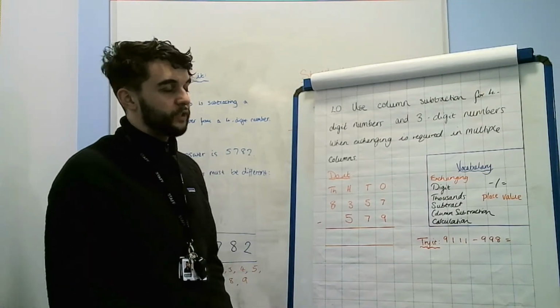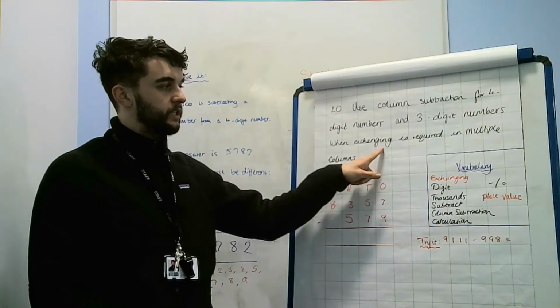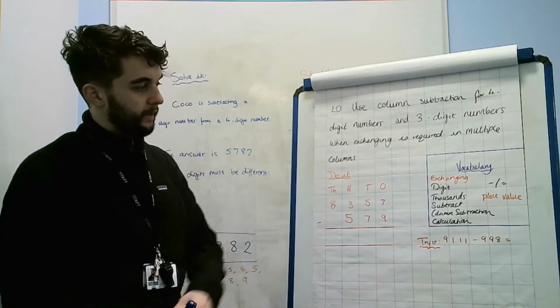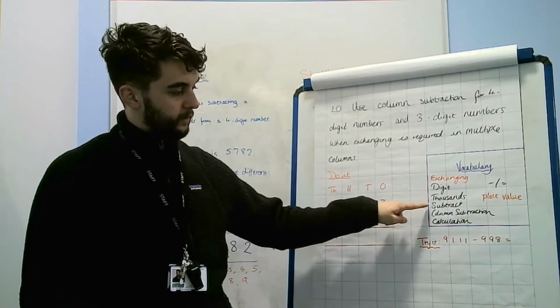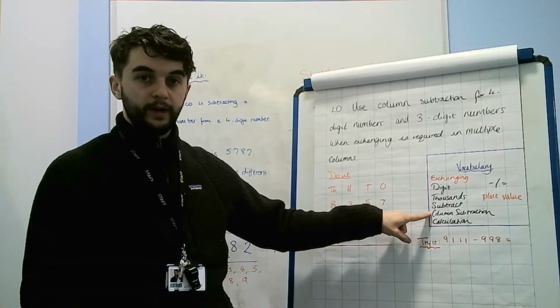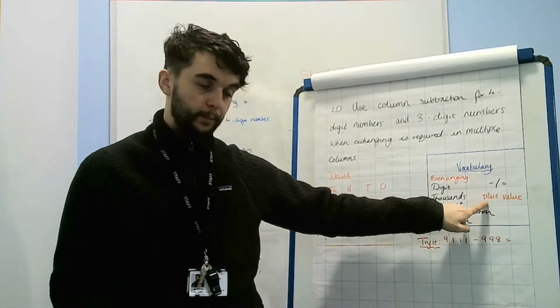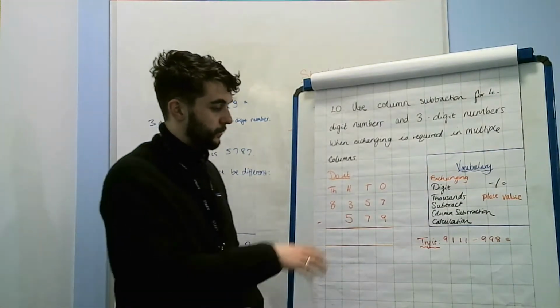Today's learning objective is to use column subtraction for 4-digit and 3-digit numbers when exchanging is required in multiple columns. So your vocabulary for today: exchanging, digits, thousands, subtract, column subtraction, calculation, subtract and equal signs, and place value. Those will be very, very important. So let's look at the doing.